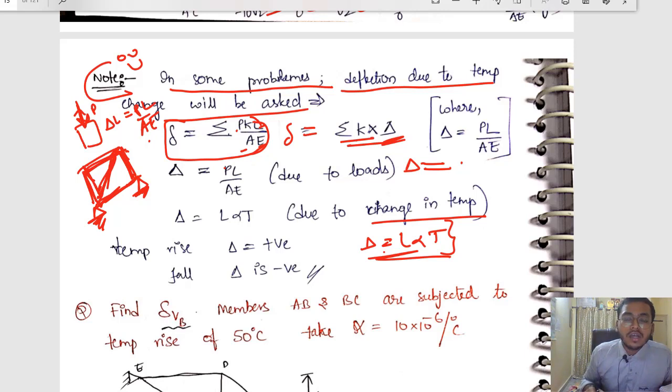So the deflection due to change in temperature was L alpha T. So in place of PL by AE in this formula, just substitute L alpha T and you will get your answer. That's it. Simple, right?